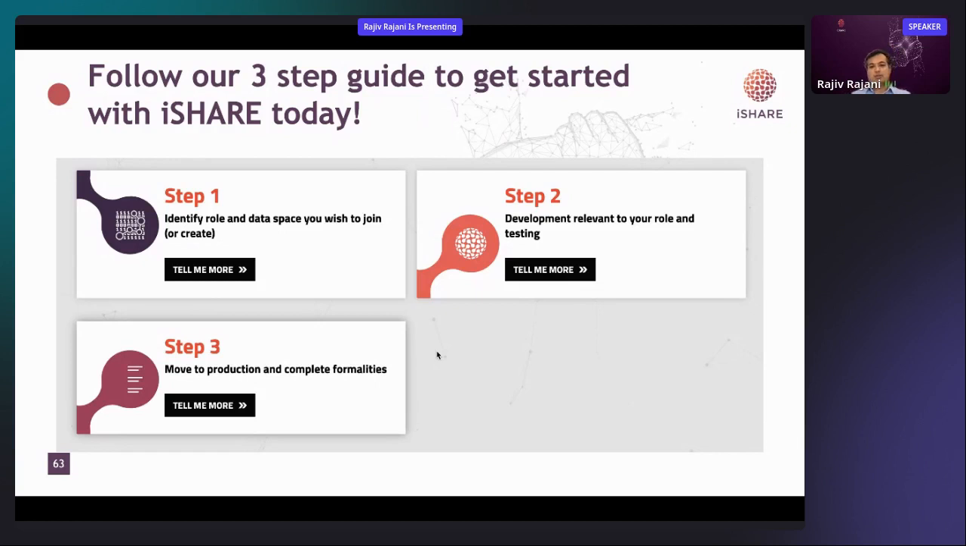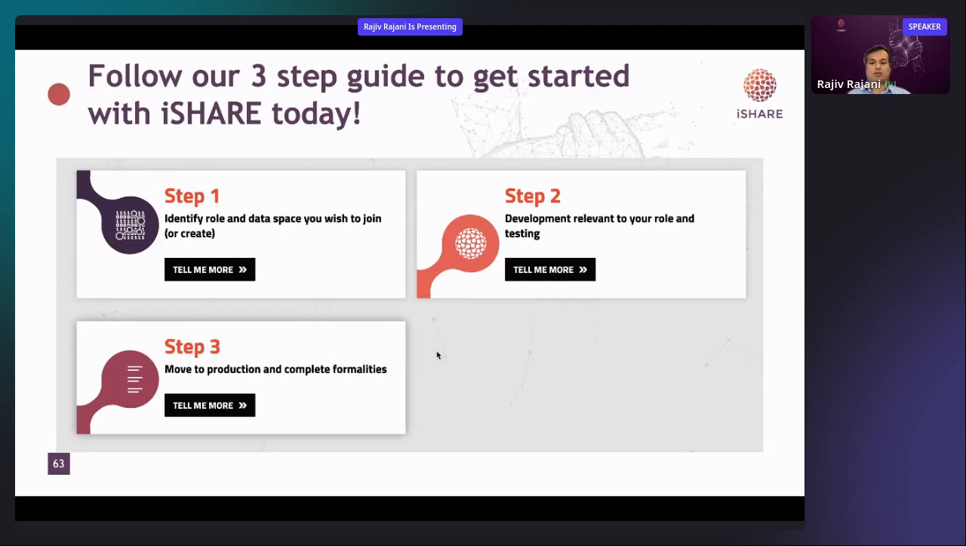Second step, make sure you comply with the requirements of that role by implementing the specifications and everything. iShare also provides a test network where you can request test dummy certificates to play the roles in your test environment, and you can actually develop and try out things in your test environment before going to production, right? In that test network you can also interact with other organizations if you want to, or you can also do a role play.